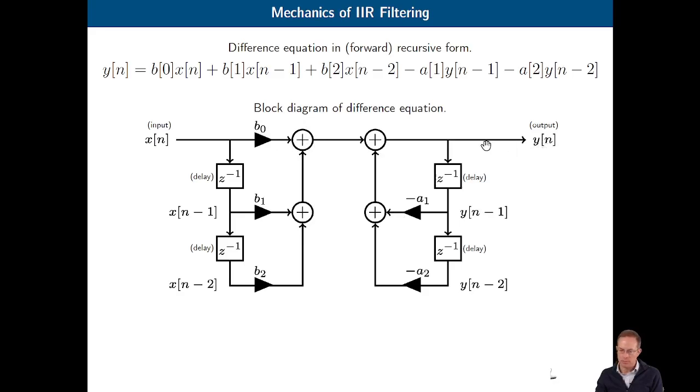Let's look at the output. y of n going into a block gives us y of n minus 1. This was available last time. In terms of the software that we're going to write, we have the previous output available from the last time around. What we're going to do is multiply that by the coefficient. Notice that's negative a1. And then we're going to add that to the other values that we're computing here. So this is basically just a block diagram that represents this difference equation written in recursive form.